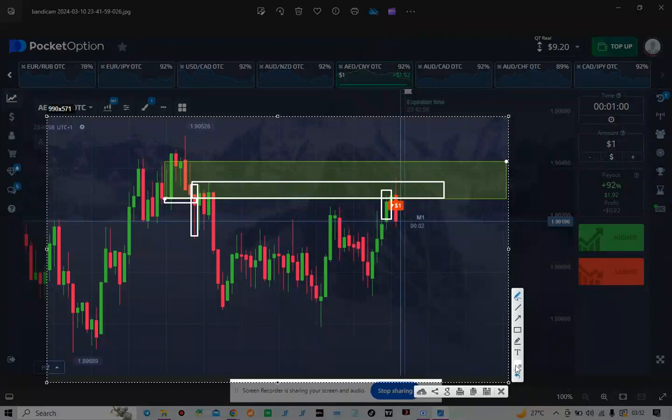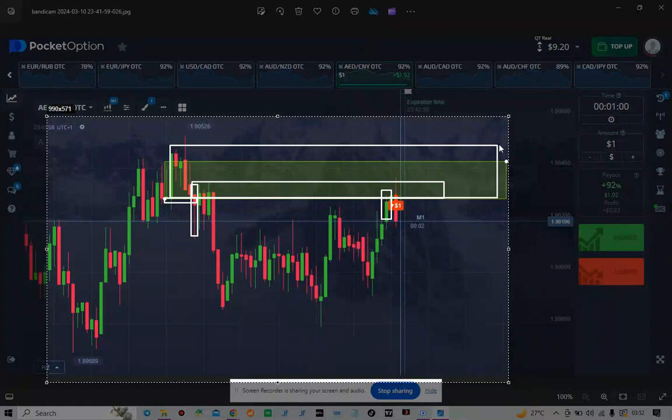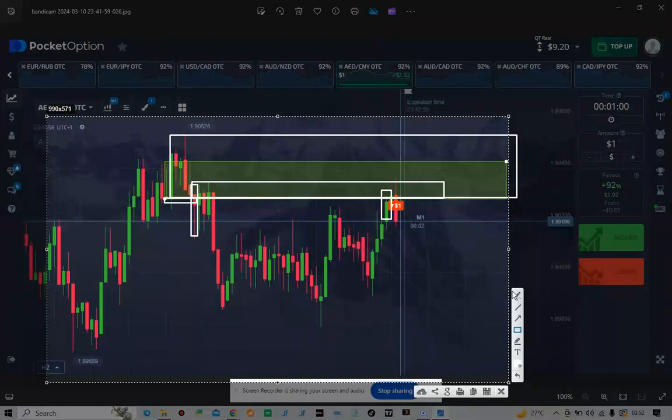So also the zone, I should draw it from this demand engulfed and extend it to the right side. From here to here, that is the major zone. So all we need is to wait for price to close inside the zone, then enter the trade for 1 minute. This is the analysis that is here.